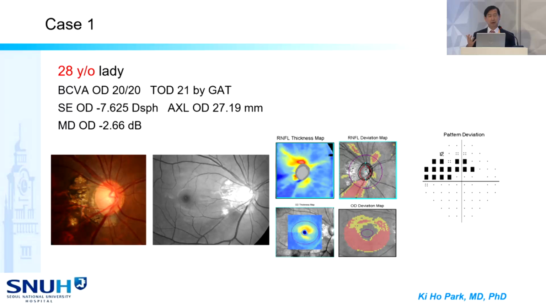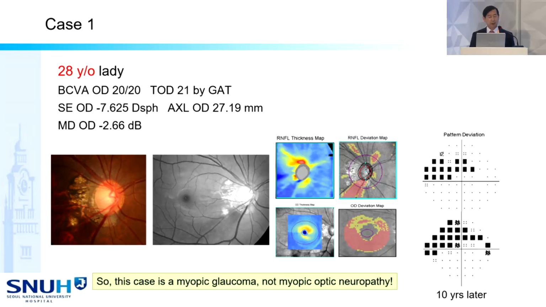So it is quite a young lady. So some may think it does not change. It is due to the elongation of myopic change during the adolescent period. However, if we follow this patient for 10 years, it has progressed. So this is a myopic glaucoma case. It's not myopic optic neuropathy.